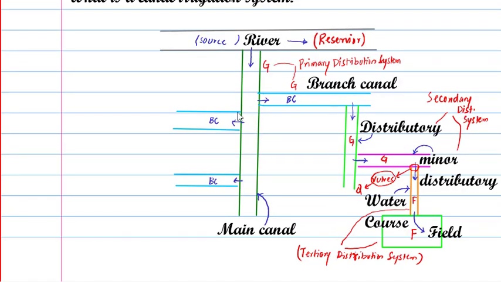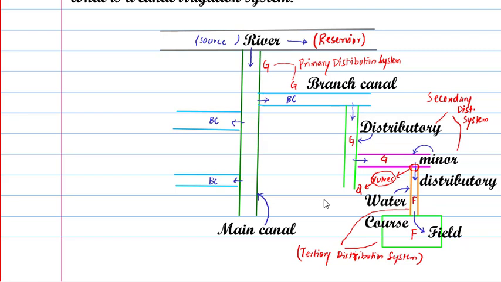So we have divided this irrigation system into three main categories, right? The first was the primary distribution system, which consists of our main canal and the branch canal. The second category was the secondary distribution system, which includes distributary canals and minor distributary canals. And the third one was the tertiary distribution system, which consists of the water courses and the field.